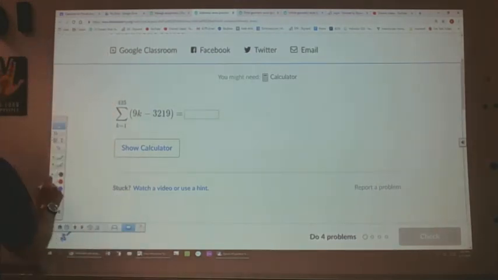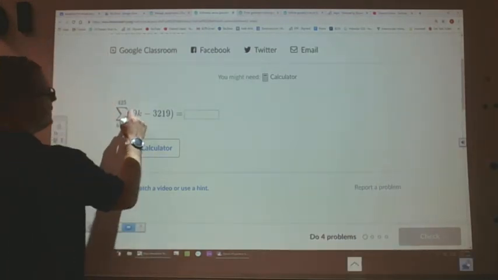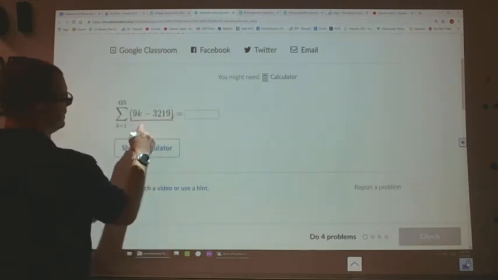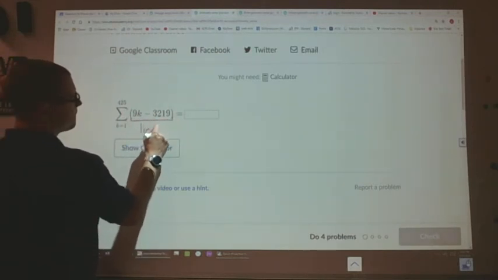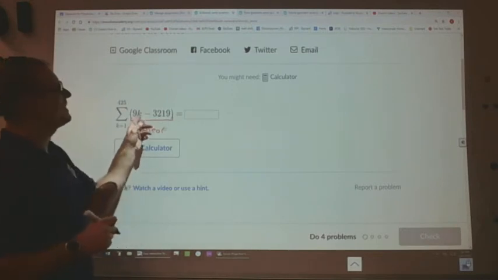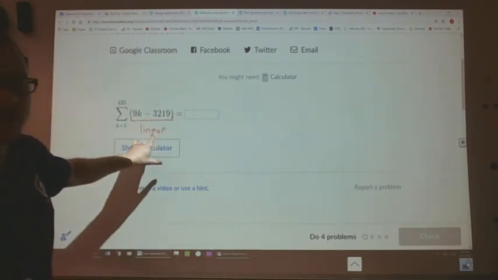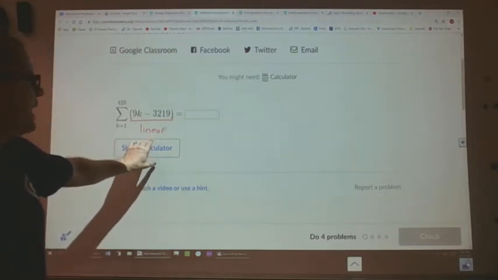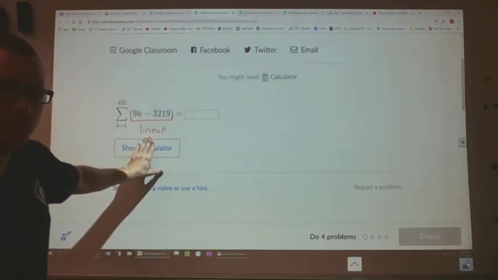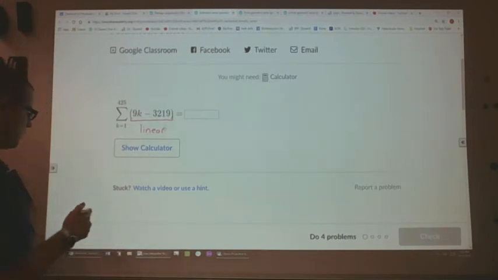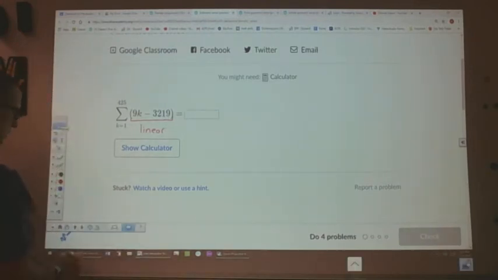However, this is linear. So if that sequence formula is linear, then it's arithmetic. So we have a formula. It's an arithmetic sequence, so we can use that.